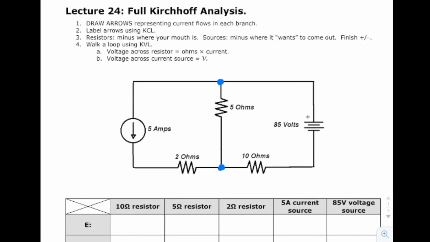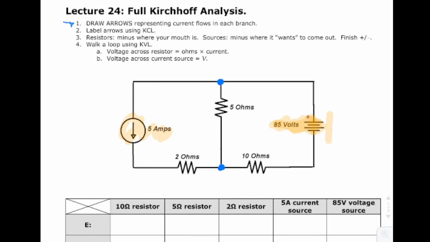Now you'll notice that step 1 says draw arrows representing the current flows in each branch. Before I do that, I need to call your attention to this thing over here because that's a new symbol. We haven't seen that before. We have seen this symbol before, right? Remember, that's a battery. So it's an 85 volt voltage source, you might say, is the official name. We have 85 volts of electrical pressure right here.